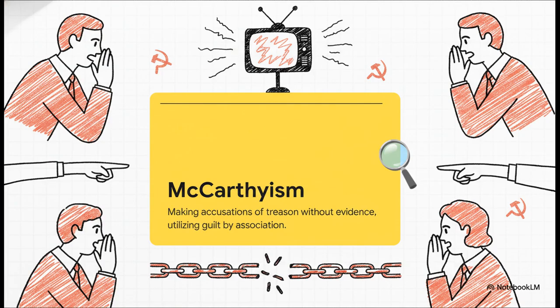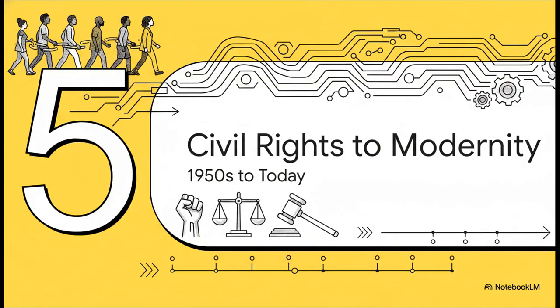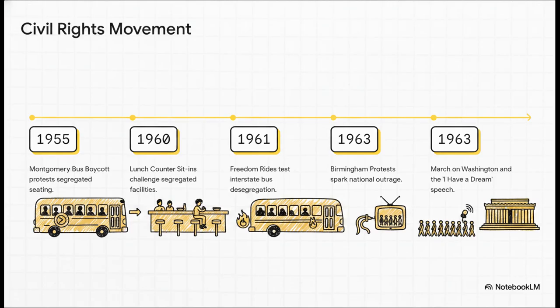entire American public. All right, Section 5, Civil Rights to Modernity. We're going to look at the sequential fight for civil rights and then examine some recent landmark shifts in constitutional law. In 1954, Brown v. Board of Education finally overturned separate but equal. But here's the thing. A court ruling wasn't enough to magically end Jim Crow.